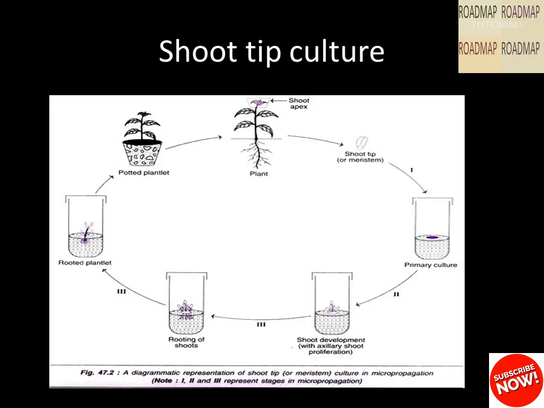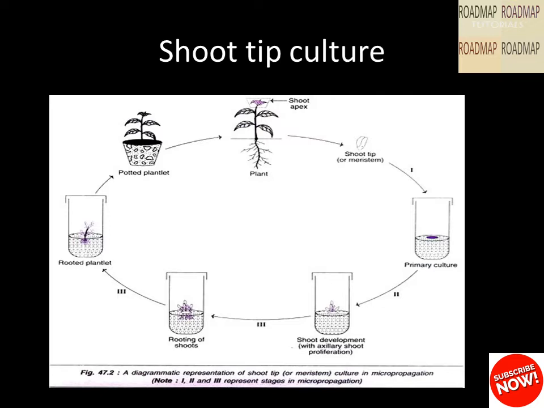Here also there are different stages: stage 1, stage 2 and stage 3. Coming to stage 1, the culture of meristem is first established. Then the growth regulators, cytokinin and auxin, are added. Why are cytokinin and auxin added? For development and growth to take place. So in stage 1, the establishment of culture takes place and cytokinin and auxin are added.